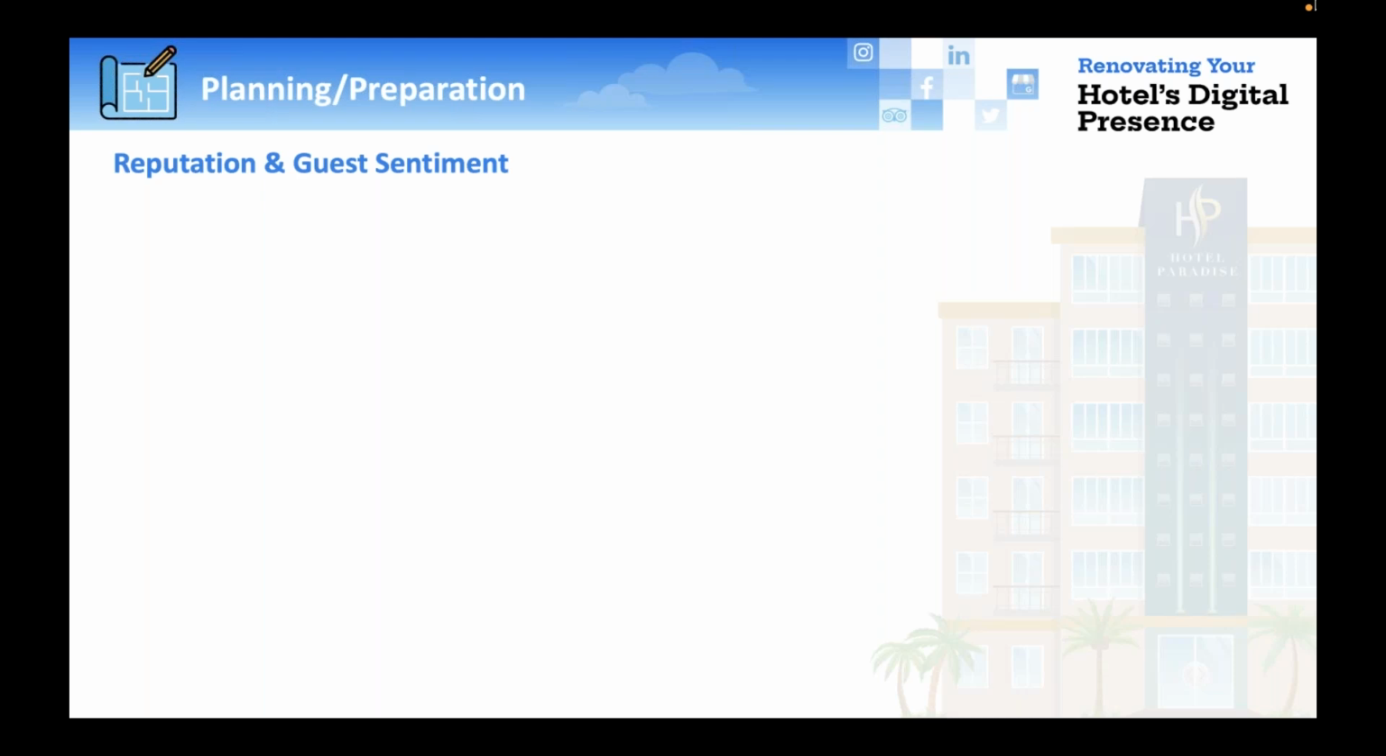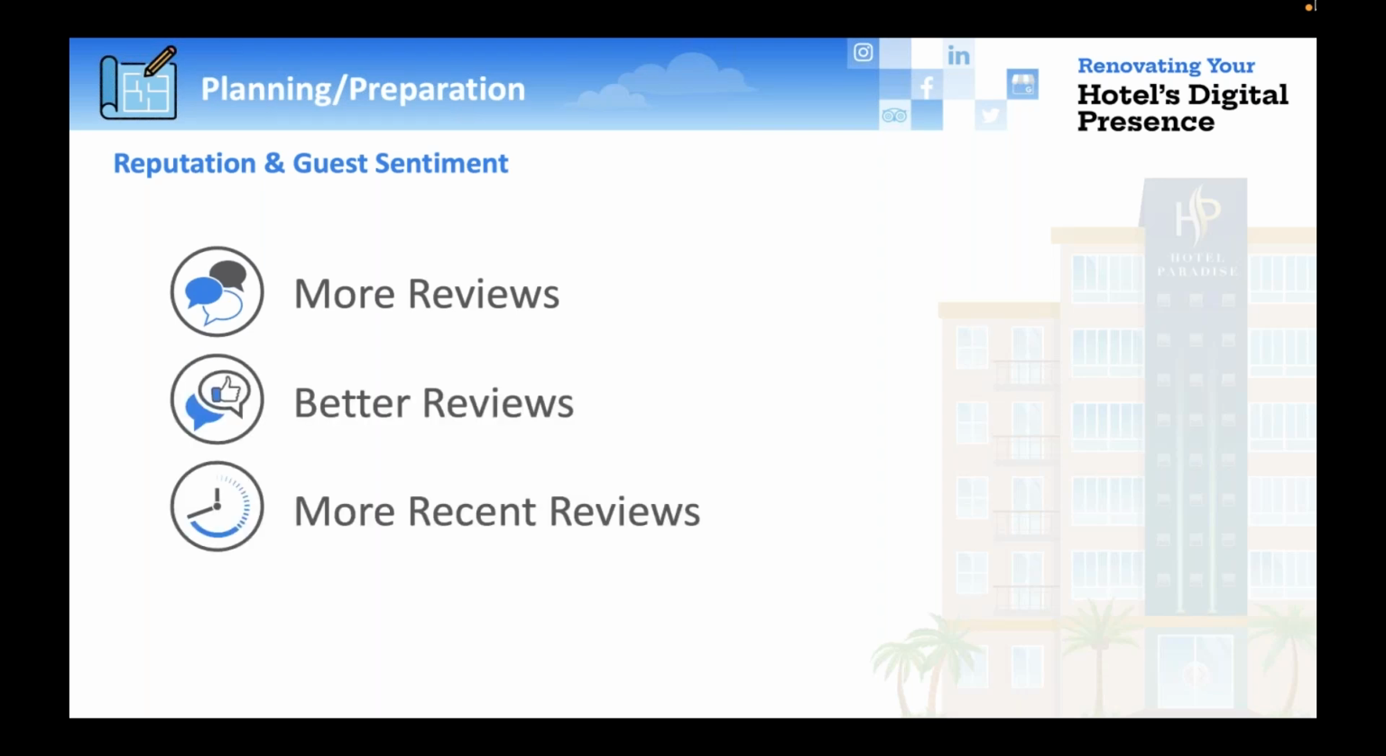Now, most of the time, these goals are going to fall under four distinct categories. So does your hotel need more reviews, better reviews, more recent reviews, and/or a better review response rate? Now, some of these goals obviously go hand in hand, right? More reviews translate to more recent reviews, but it's important to set a SMART goal or goals, depending on your property at this point in the digital renovation process.